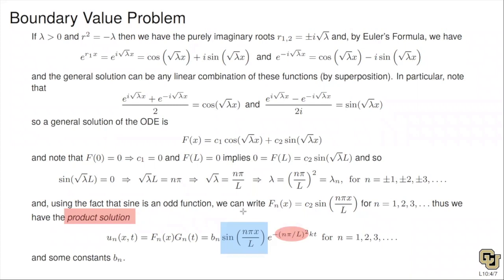Up until this point, every time I talked about superposition or vector space theory, we were talking about ODEs. So now I'm saying the set of functions that satisfy the PDE and the boundary conditions of the PDE, but not the initial conditions. We bring the initial conditions in last, ironically. That forms a vector space. And so what that means is any linear combination of solutions is again a solution. So now what I'm going to do is make an infinite linear combination of these infinitely many solutions.